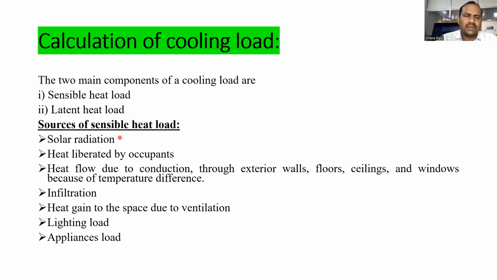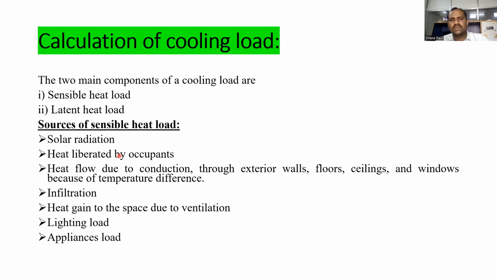Let us see what are the sources for sensible heat load and what are the sources for latent heat load. The important sources of sensible heat loads are given here. Number one is solar radiation. When the space is exposed to the open atmosphere through openings, windows, and transparent areas, radiation is entering into the space. Not only openings like windows and doors, but also partitions between the walls and small cracks through which solar radiation is entering into the space and increasing the temperature.